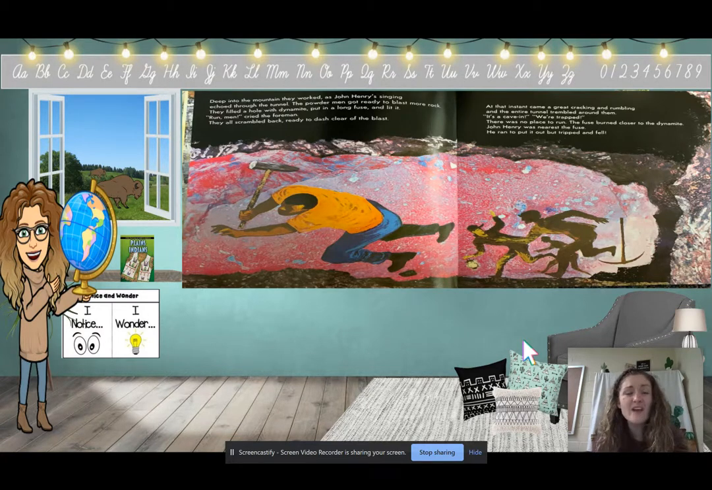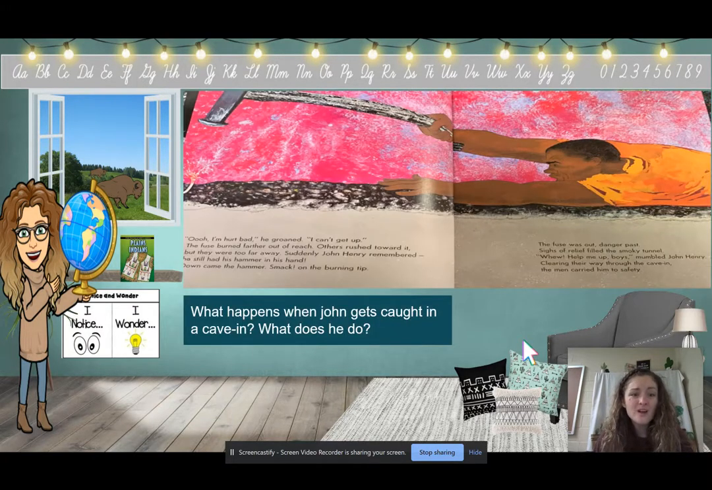"It's a cave-in! We're trapped!" There was no place to run. The fuse burned closer to the dynamite. John Henry was nearest the fuse. He ran to put it out, but tripped and fell. "Ooh, I'm hurt bad," he groaned. "I can't get up." The fuse burned farther out of reach. Others rushed toward it, but they were too far away.